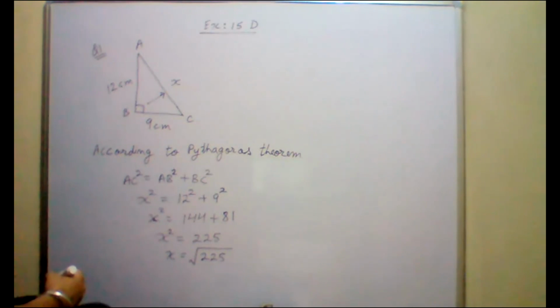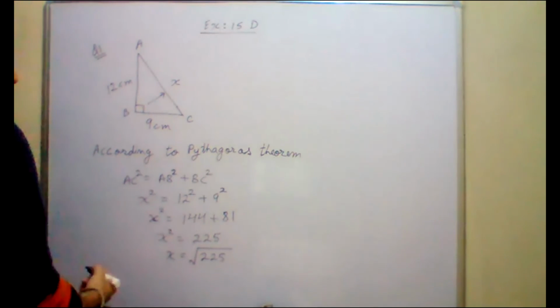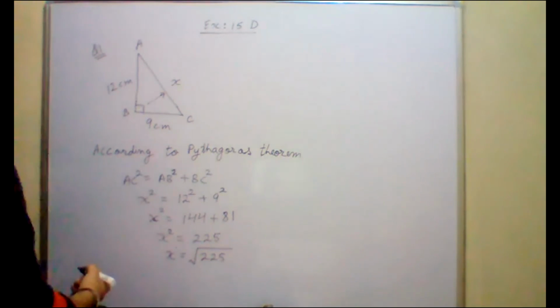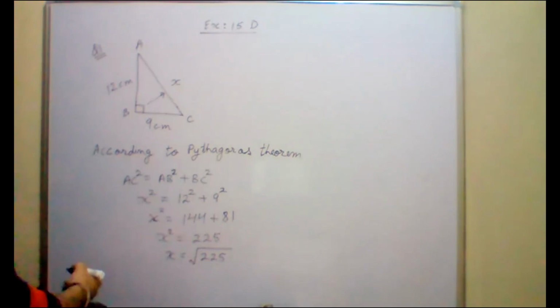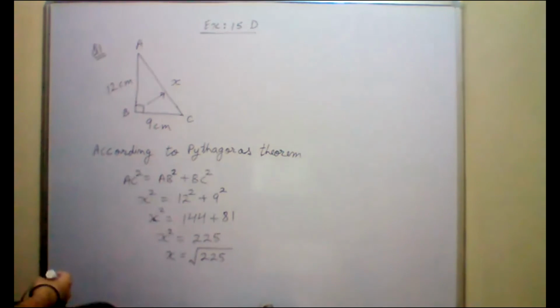Have you ever heard of a square root? No, sir. No? Very good. Sir, I have heard. You have heard of it? Square root is the opposite of square. What do we do in square? We multiply the number by itself. For example, can you tell me what is the square of 8? Tell me quickly. It is 64.